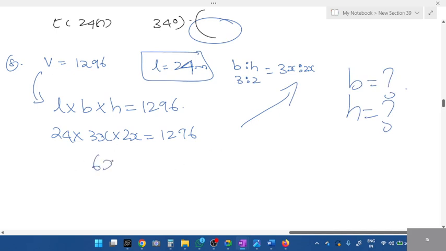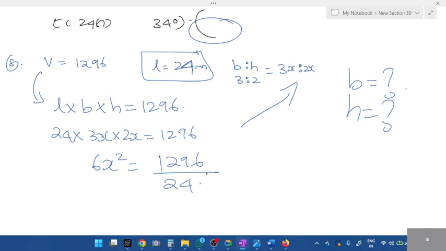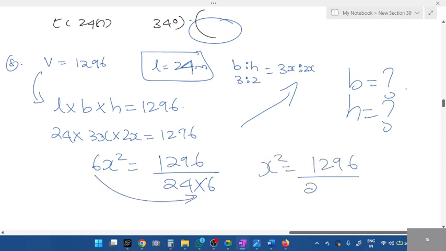So 3 2s are 6x square. I'll keep it as it is. We'll bring down this 24. 1296 divided by 24. Complete this. Cancel it out. And bring down even the 6, students. Divide even the 6. So that x square is equals to 1296 divided by 24 into 6. Reduce this.